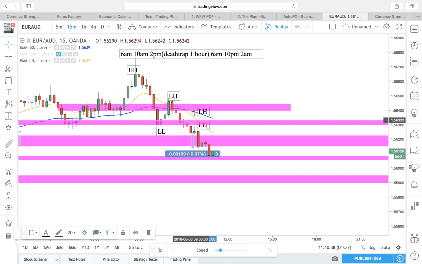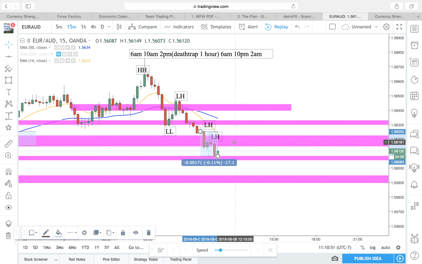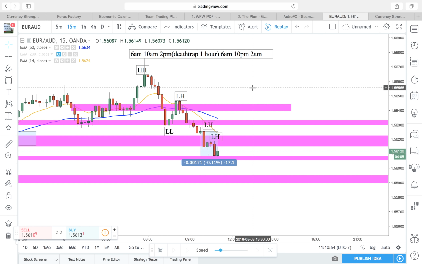Oops, kind of moving too crazy. Then we make another lower high, and then we drop some more into the next zone. Like, now we went to the next zone. That was the next zone, right? So you're selling that lower high down to those next zones. Total of 17 pips. You're done.